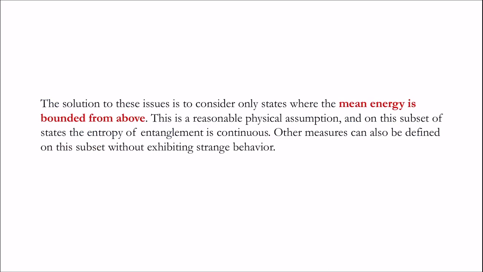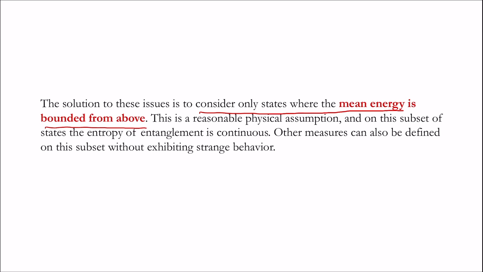So this basically forbids us to develop quantum entanglement measures in the context of continuous variable systems. But people have suggested some solutions, and one of them would be to consider only states where the mean energy is bounded from above, and this is a reasonable physical assumption. And on this subset of states, the entropy of entanglement is continuous. Other measures can also be defined on this subset without exhibiting any strange behavior.